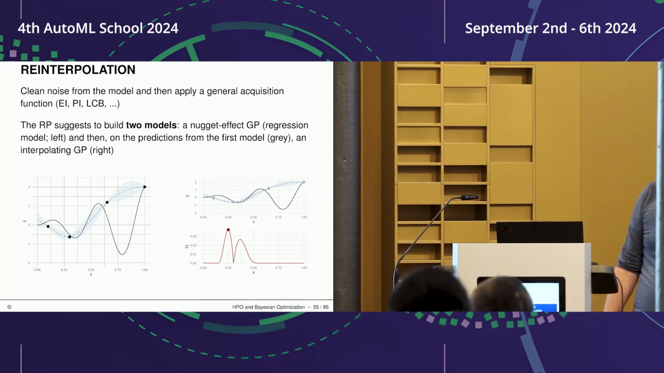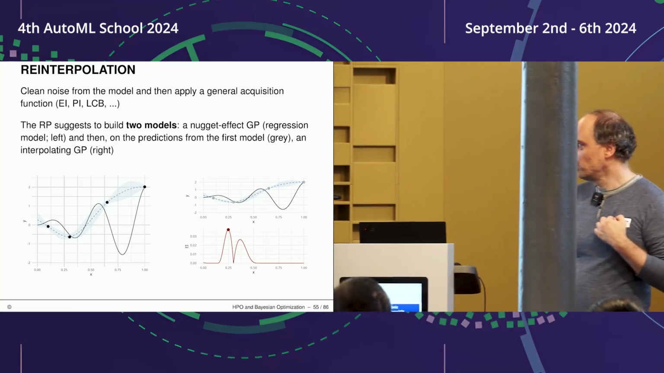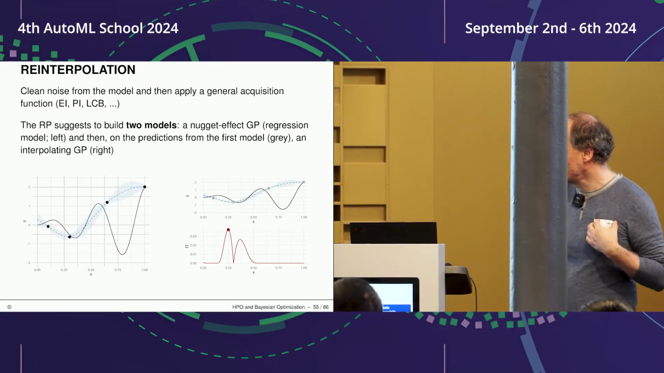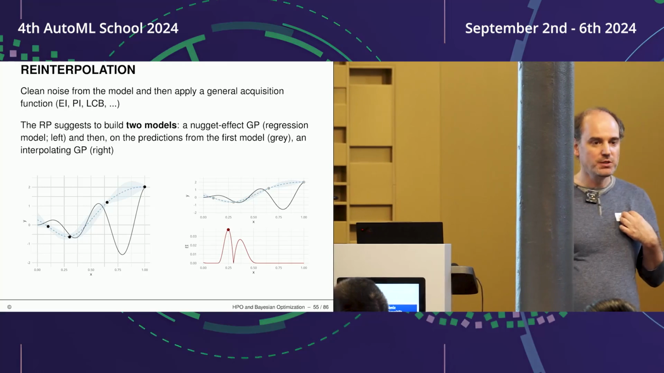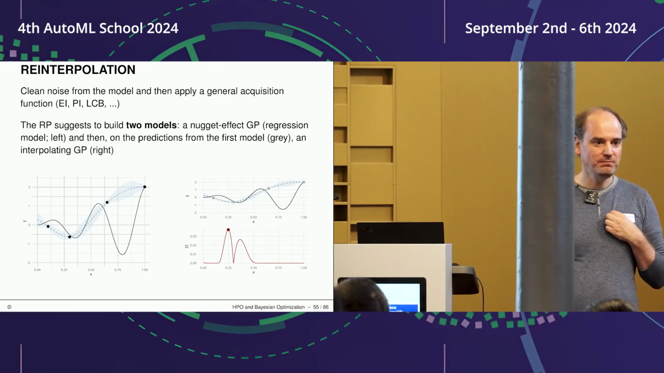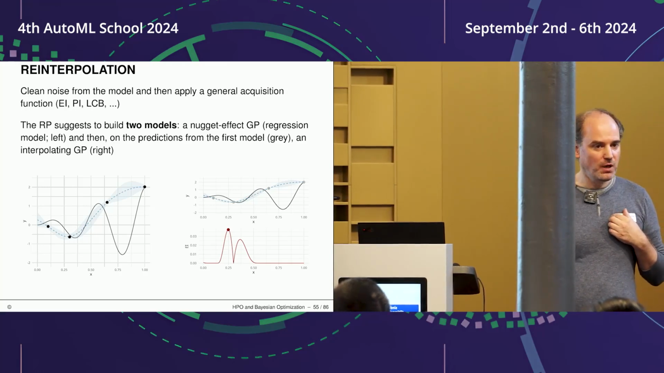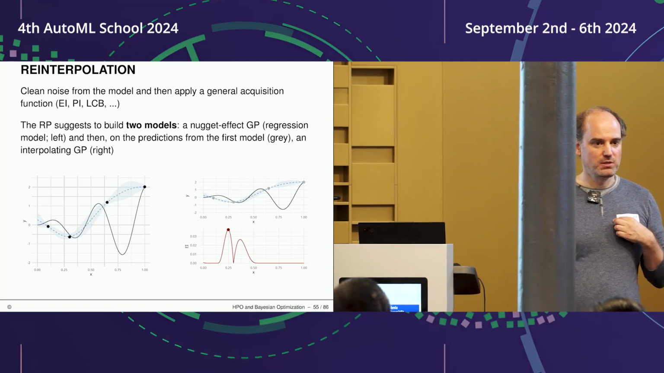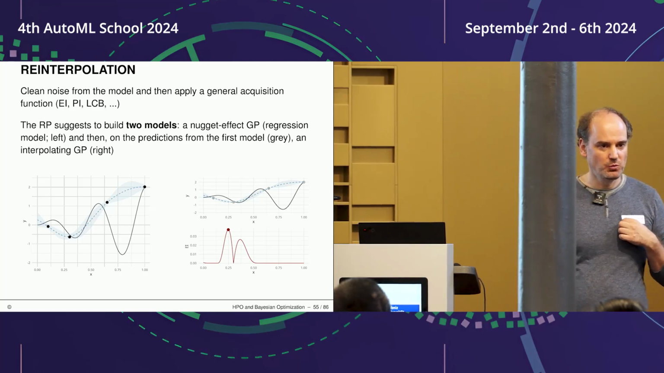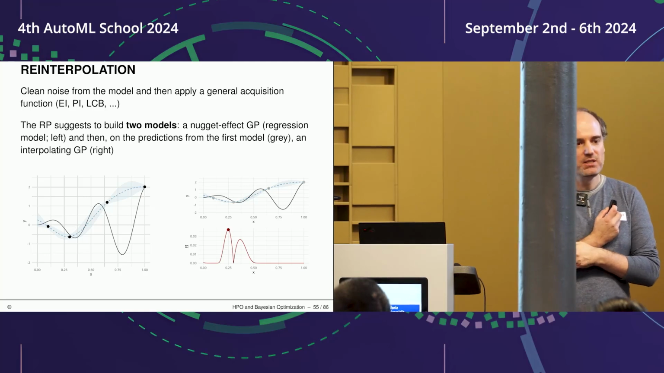Here is one of my favorite techniques to do noisy BO. This is also fairly old. Not too many people talk about this, I guess because it is so simple and so unfancy. But from my experience, this works very well. This is called reinterpolation. This works fairly well, especially with GPs.